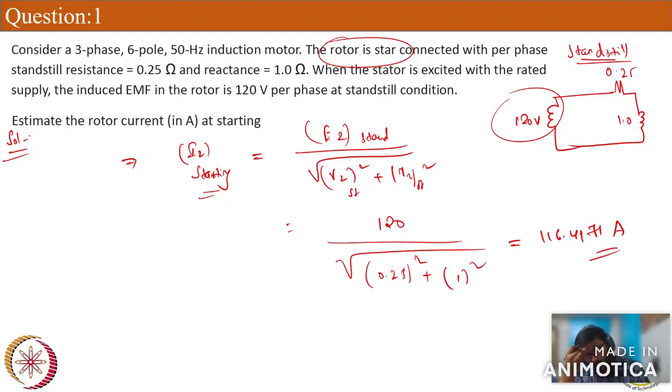So here it was given in the question that because it's a standstill, standstill means the slip is 1, and substituting S equals to 1 in the circuit, you will get E2 as 120. That is given because in the question it was mentioned that 120 volts is the EMF induced at the standstill condition. So yeah, that's the rotor current at the starting position.